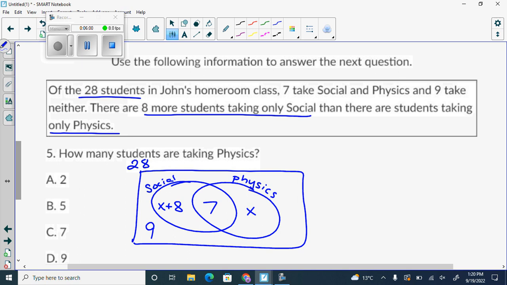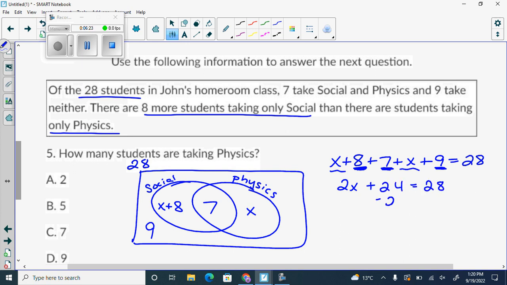Now I know the total is supposed to be 28. So if I add all 4 of these sections up, it should equal 28. So X plus 8 plus 7 plus X plus 9 should equal 28. X and X is 2X. And then we have 8 and 7 is 15 plus 9 is 24. Subtract 24, goes back to grade 10. 2X equals 4, X equals 2. So this should be a 2, and this should be 10.